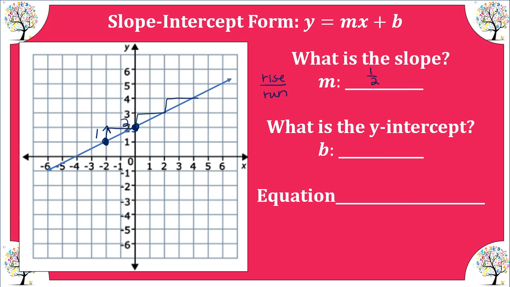The y-intercept is the point where the line crosses our y-axis. This is going to be 0, 2. And when we put this together, we're going to fill in m with 1/2 and b with 2. We have y equals 1 over 2 times x plus 2.